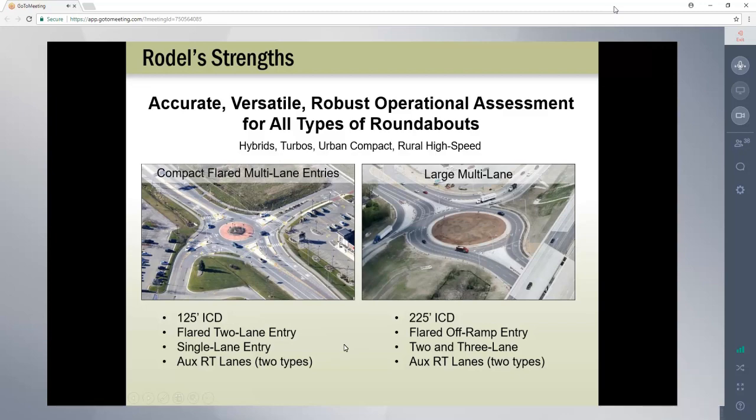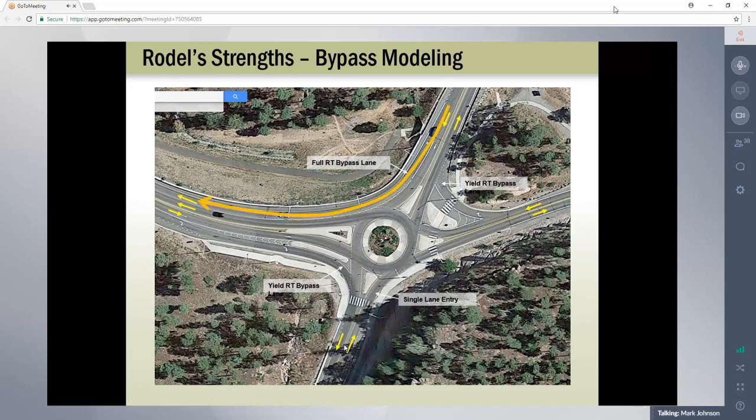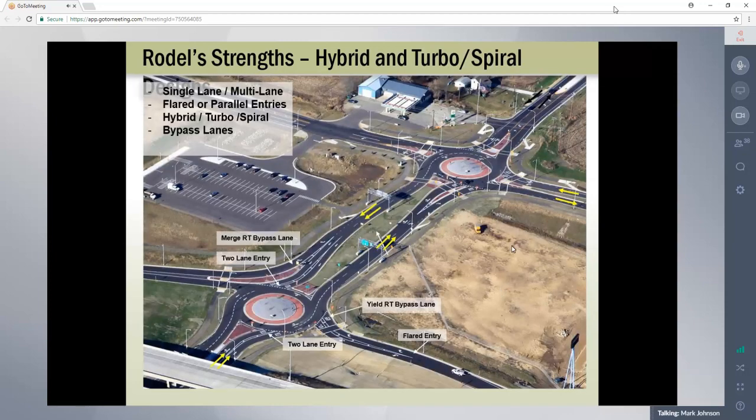Bypass lanes, it models full right turn bypass lanes, or free right turn bypass lanes, as it can be called, or yield right turn bypass lanes as well. And as you know, we can have different traffic patterns. You have different types of entries: flared entries, right turn entries, full 2-lane to 2-lane entries. So Rodel can model all those different scenarios.